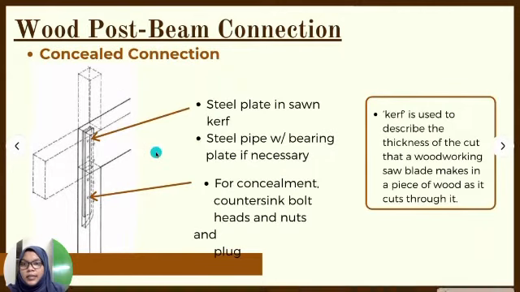Okay, the next one is the concealed connection. Inside the wood, we insert a steel plate in a sawn kerf. Kerf is used to describe the thickness of the cut that a woodworking saw blade makes in a piece of wood as it cuts through it. So when we cut through it, we insert the steel plate. We also use steel pipe with bearing plate if necessary. For concealment, we use counterbored bolt heads, nuts, and plugs.